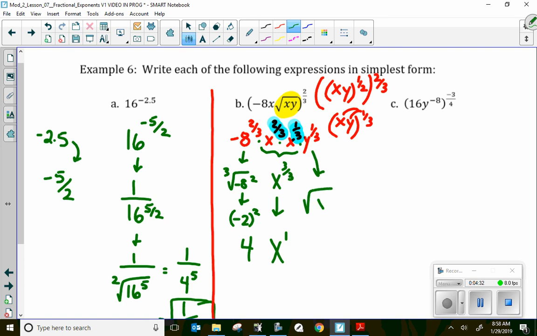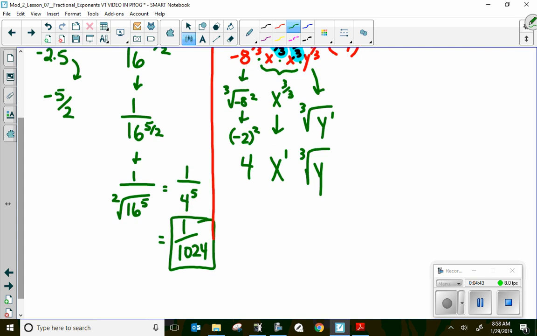Top down, bottom out. So I end up with, when everything's all said and done, it's kind of written how I want it anyways, but I'll write it a little bit nicer and neater. I have 4x on the outside times the cube root of y on the inside.